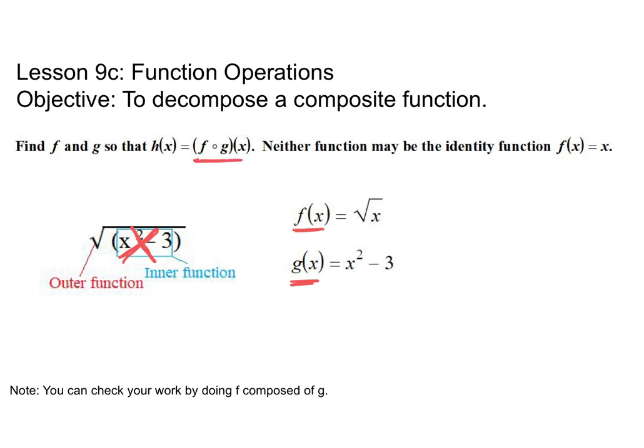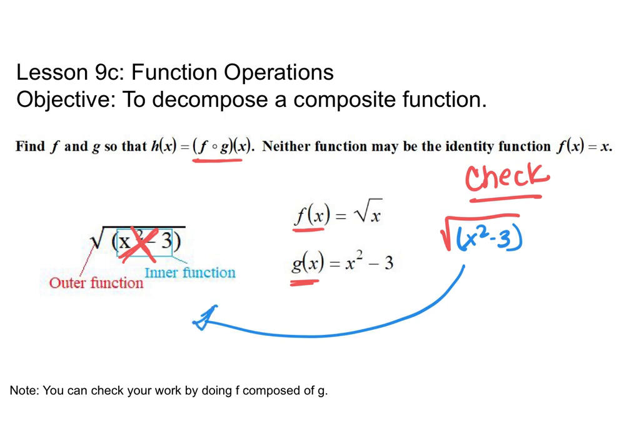Note that the goal is so that if I were to compose f with g, I will end up back in the original problem. So we can check our work. So compose f with g, x squared minus 3. It gives me back the original. Therefore, I know that I did this correctly.